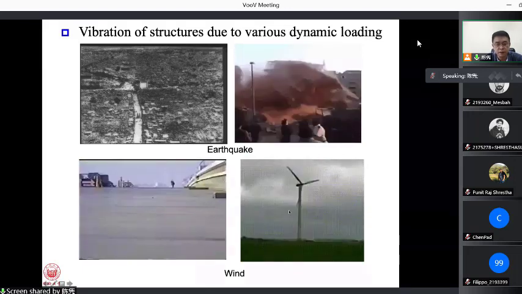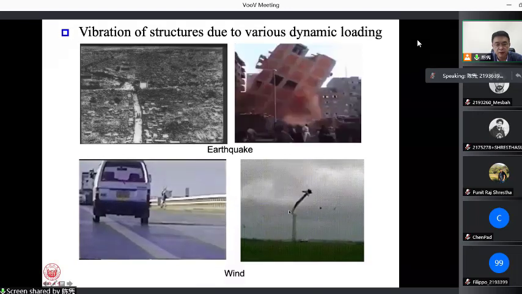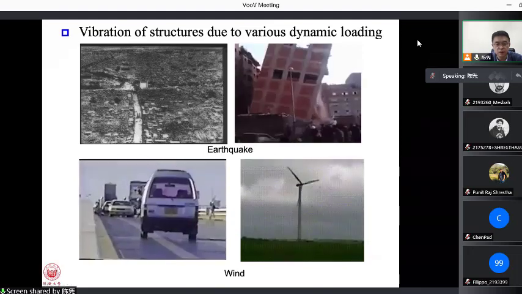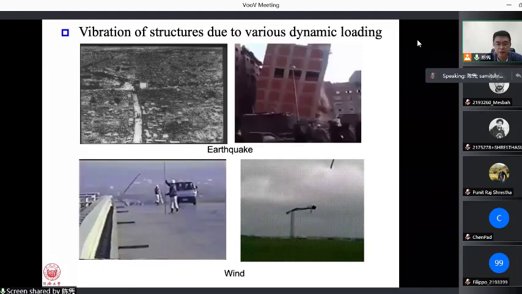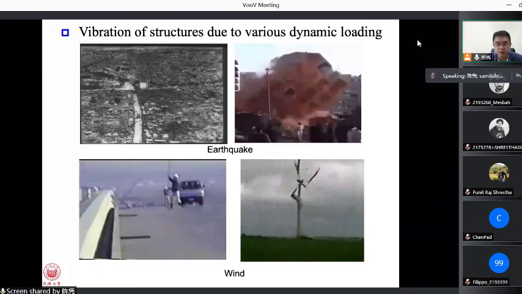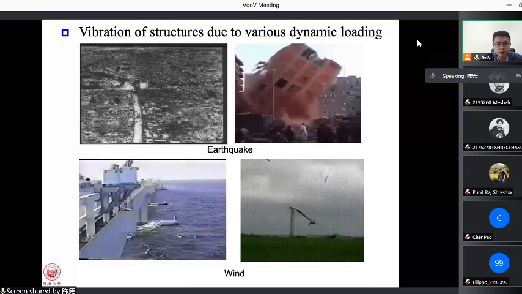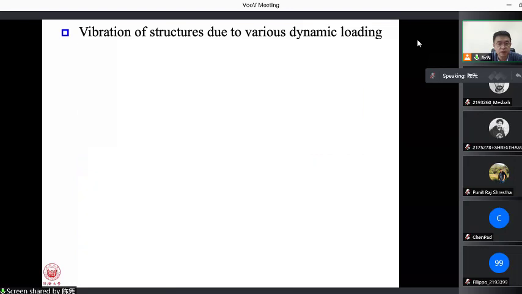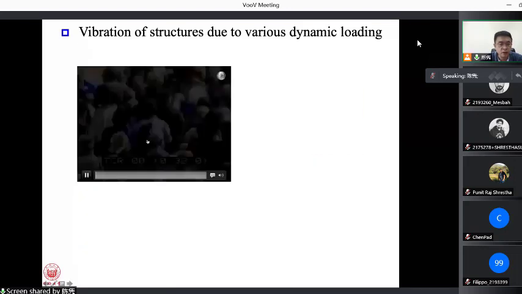This is a very interesting case. You see the wind turbine. I think it enjoys wind, right? It works under high winds, but when the wind is too high, it causes damage to the wind turbine. So there's a balance between the working wind speed and the safety wind speed. So this is a wind problem when you consider it.